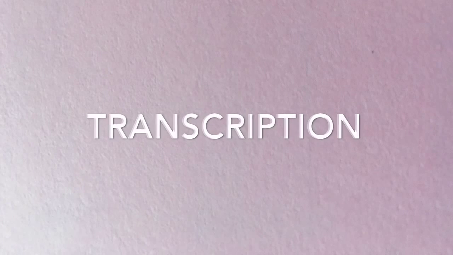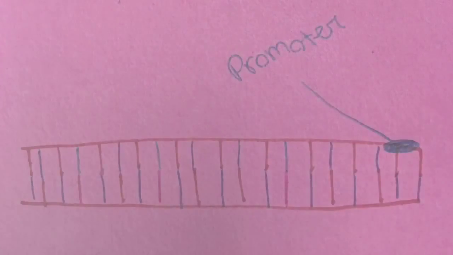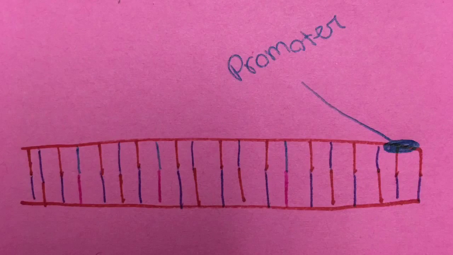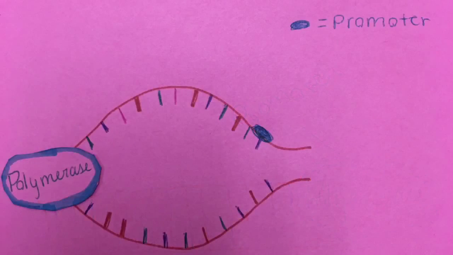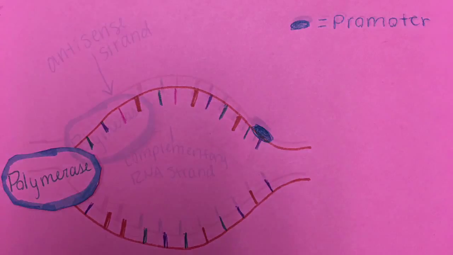The first step in this huge process is called transcription. Transcription is the process of making an RNA copy from a DNA template. This is a DNA strand. It has a promoter on it. The promoter will tell where the polymerase should bond. Then, just like helicase, the polymerase will unzip the DNA strand, so this process can begin.